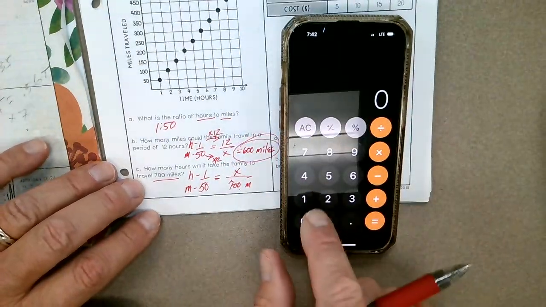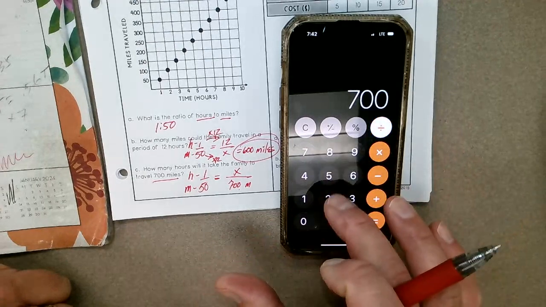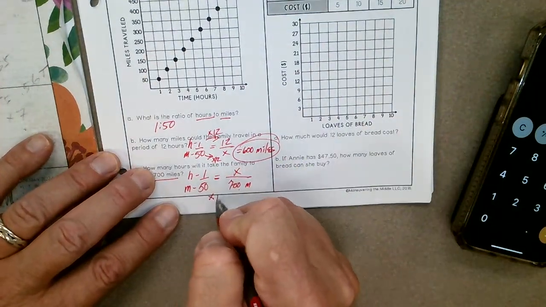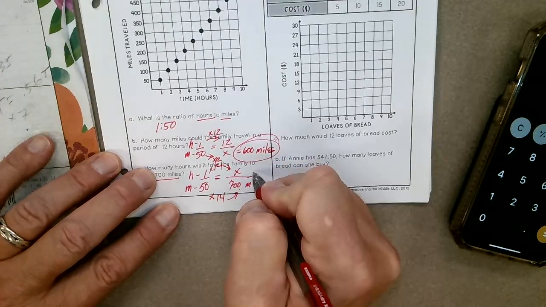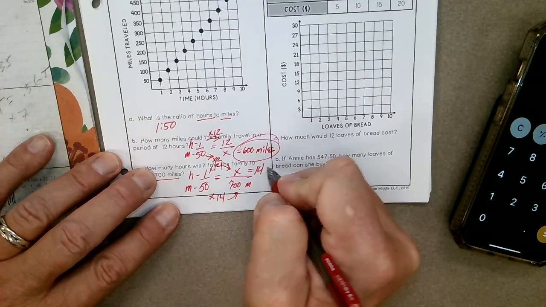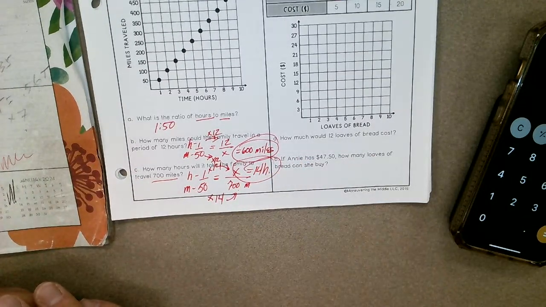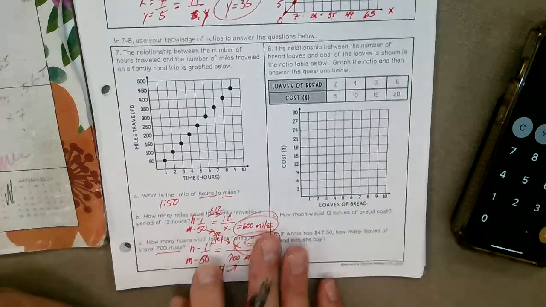And let's take a peek at that. So I'm going to use my calculator here. And I'm going to take 700 and divide it by 50, and I get 14. So that means 50 times 14 is that. 1 times 14 will give us X, and X would be 14 hours. Okay? All right, good stuff here.